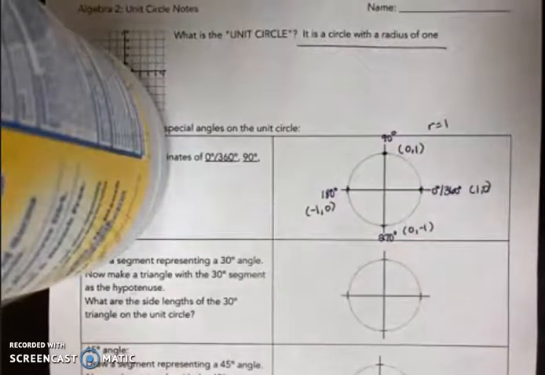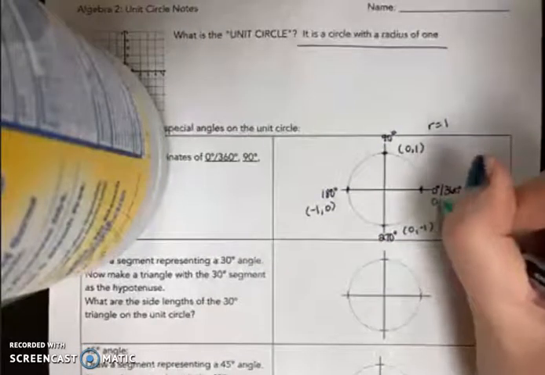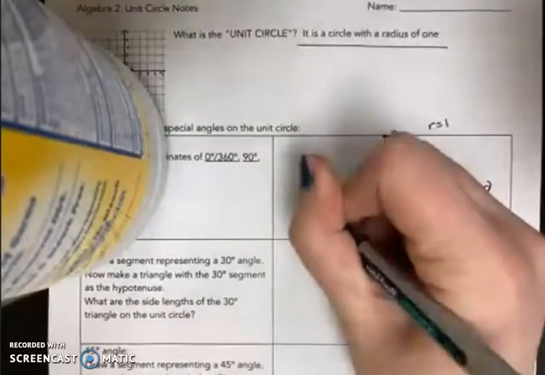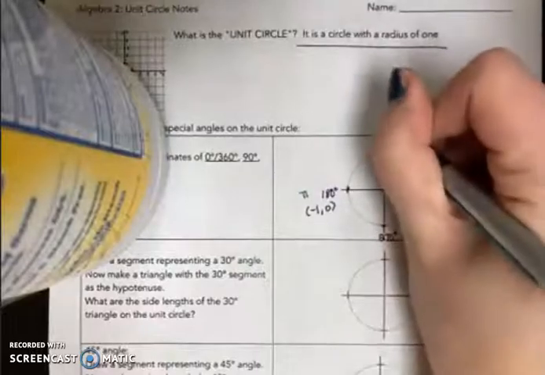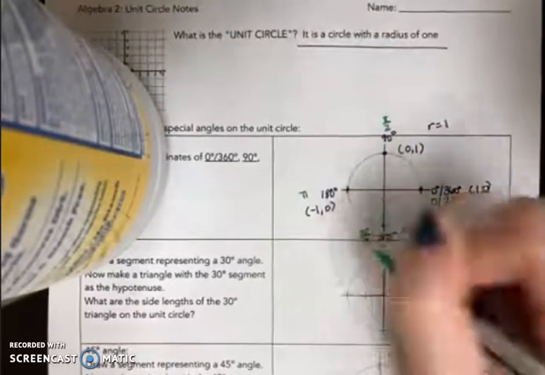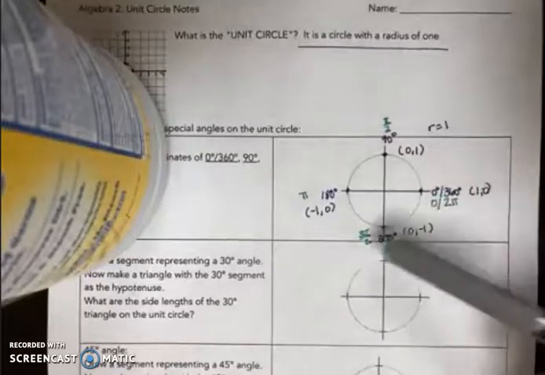I'd also like to remind you what the radians are. A full rotation starts at 0 and ends in 2 pi, which makes this pi over 2, and 3 pi over 2. So now you can see the degrees, the radians, and the coordinates.